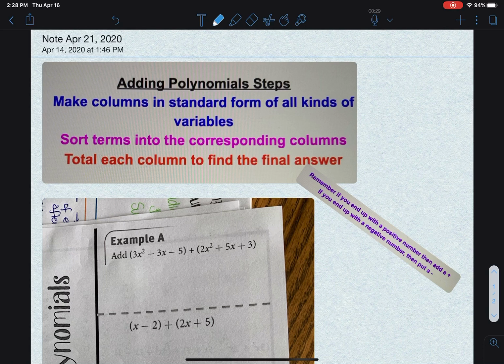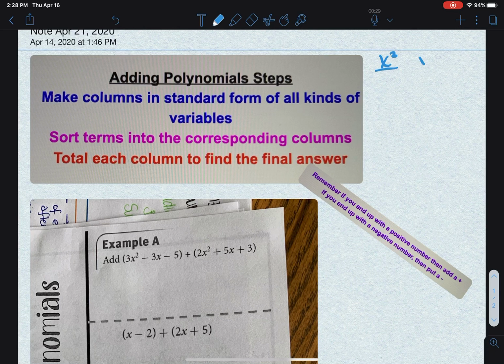So when we're adding polynomials, we make columns in standard form of all the kinds of variables. So if I look through something and x squared was the highest that I saw on my variables, I would go through and make columns in standard form. So x to the second, x, and then the number is always going to be the very last column. So we start by making columns so we know how we want to sort it. That basically means I'm going to sort these. All my x squareds would go in this column, x's would go here, and numbers would go here.